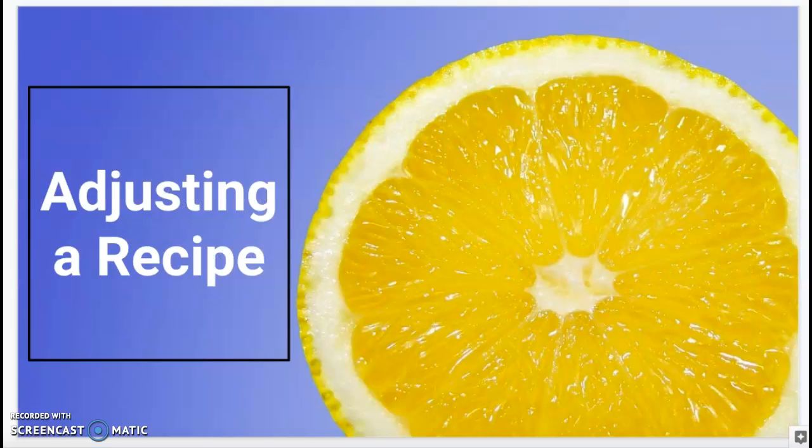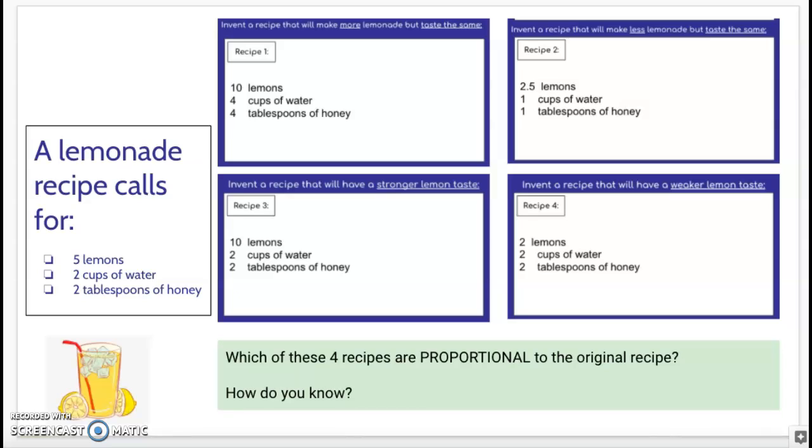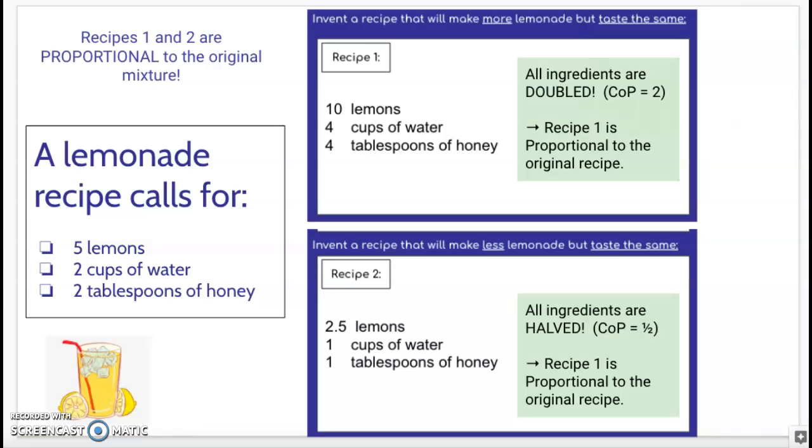So we started by trying to adjust a recipe. We were given this original lemonade recipe of 5 lemons, 2 cups of water, and 2 tablespoons of honey. I've given you 4 recipes here. Take a moment, look them over. Tell me which out of these 4 recipes are proportional to the original recipe, and how do you know? Good, so hopefully you told me that recipe 1 and 2 are proportional.